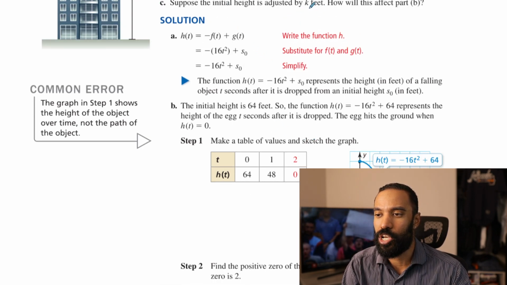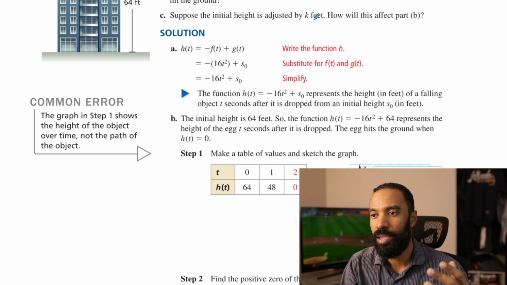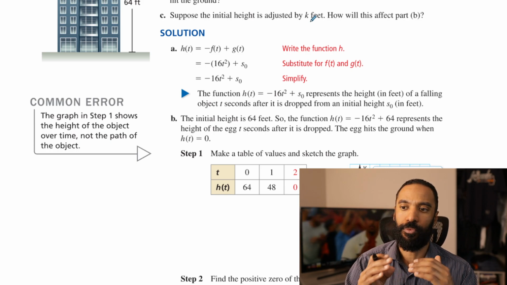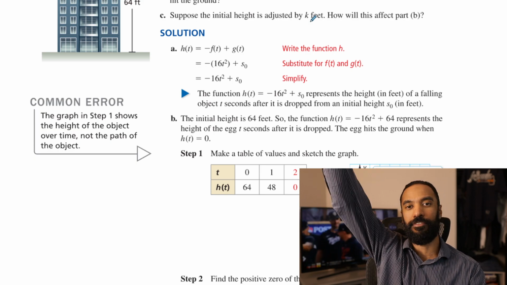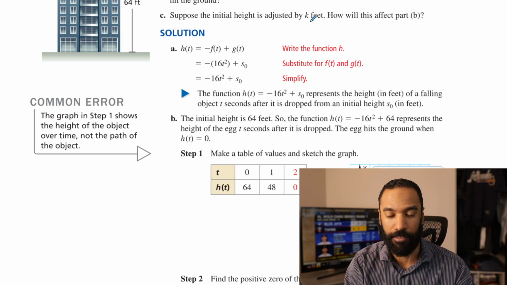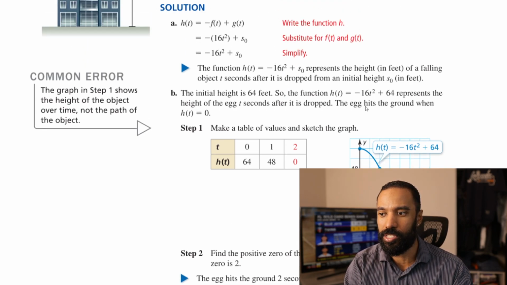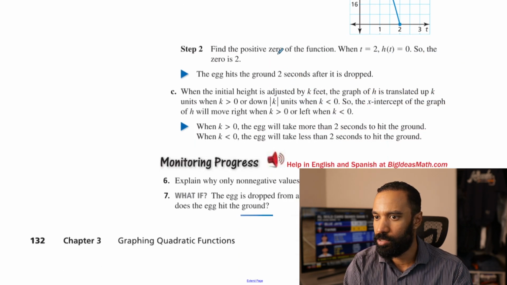Suppose the initial height is adjusted by k feet. How will this affect part B? I'm going to answer that before we look at it. If it's adjusted by k feet, we add that k feet to it. If we raise our hand 5 feet higher, we add 5 units to it. If we lower it 5 feet, we add negative 5. So you have negative 16t squared plus 64 plus k.